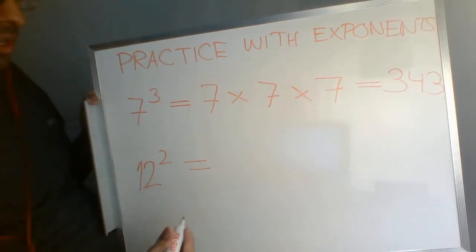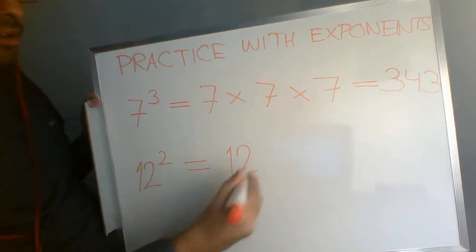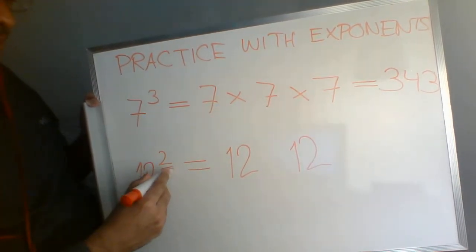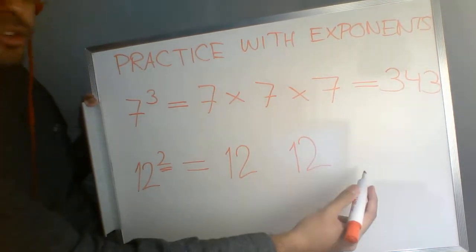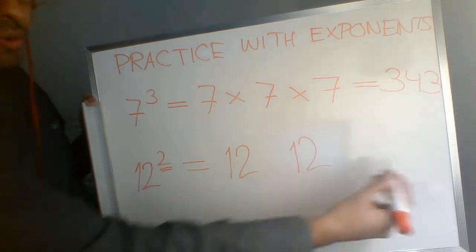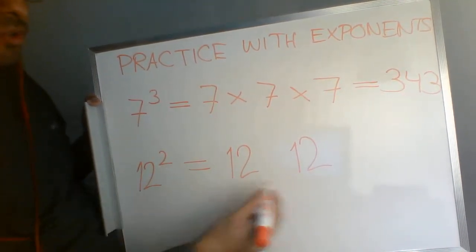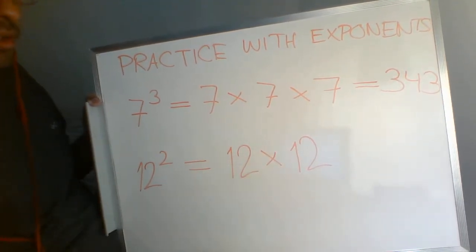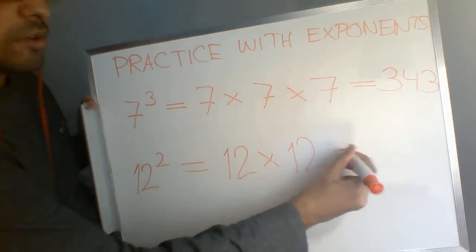And so our base is 12, so we write down 12 twice, and the reason we write it twice is because of that 2 right there. If this was a 3, we would have added another 12 over there. If this was a 4, we'd have 2 more 12s over there, and so on. So because we've got an exponent of 2, we write it down 2 times, and then we multiply those together. So then we want to figure out 12 times 12. You might already know this.